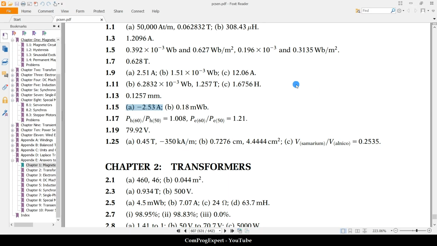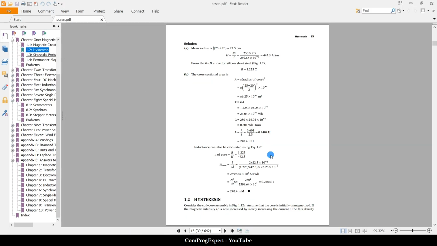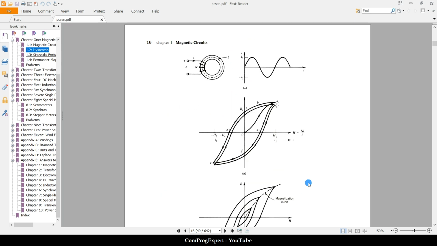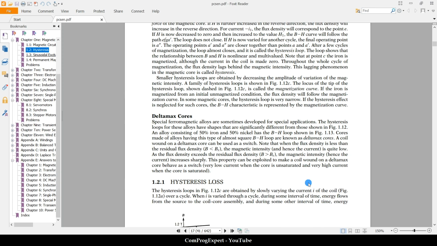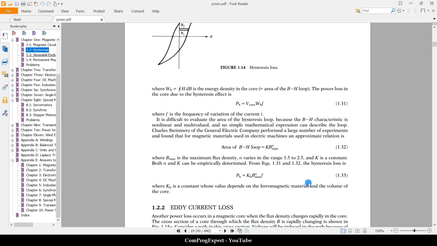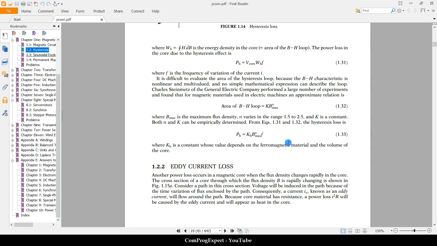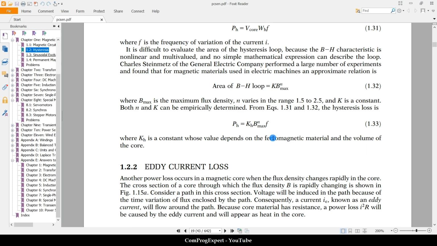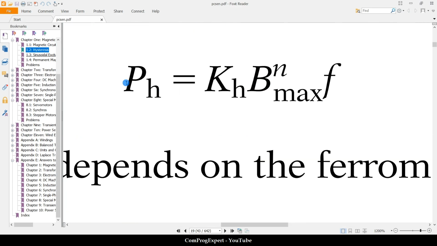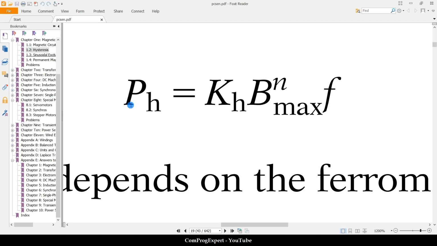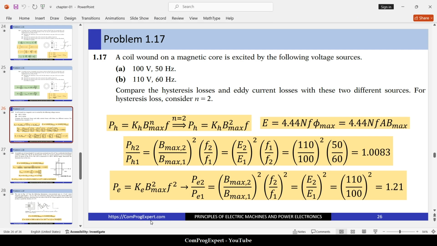So in the reference here, in the section of hysteresis curves, we have these two equations. When we consider a sinusoidal excitation, two equations are explained for calculation of the hysteresis loss. This equation, the hysteresis loss is equal to kh, the coefficient, times the maximum level of the flux density to the power n times frequency. So this is the equation to calculate hysteresis loss of the core.